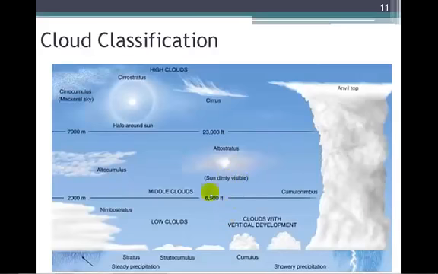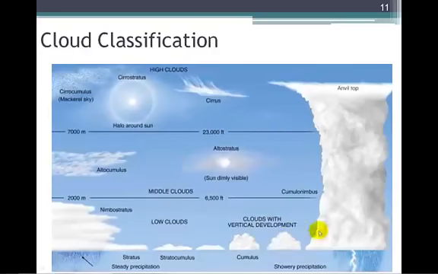So you see here the different heights in the atmosphere. So this first line shows us to be at about 2,000 meters or 6,500 feet above the surface, and then the next level goes up to 7,000 meters or 23,000 feet, and so on.